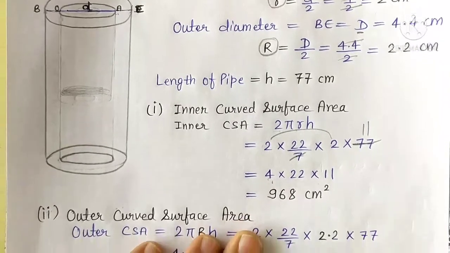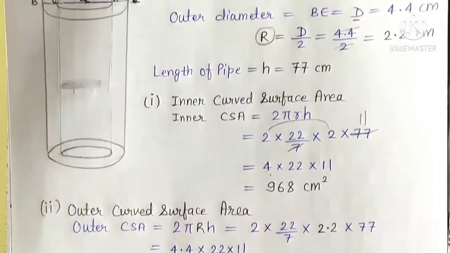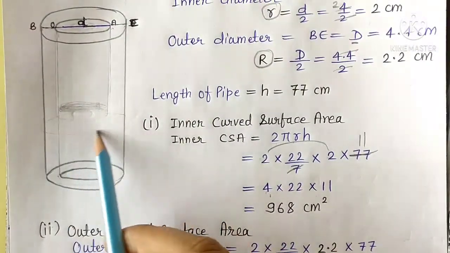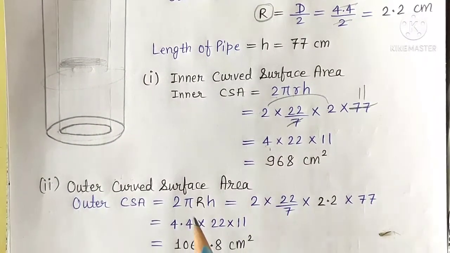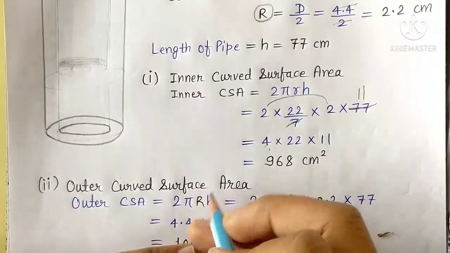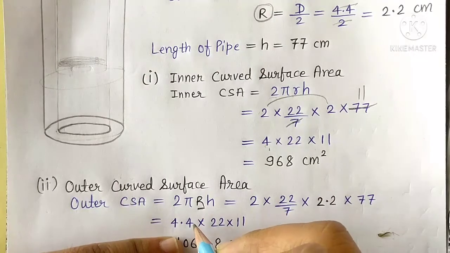Now we have to find the outer CSA also. It means we have to find the curved surface area of the outer cylinder. So here we will use the same formula, 2 pi rh, but this time our r will be capital R.